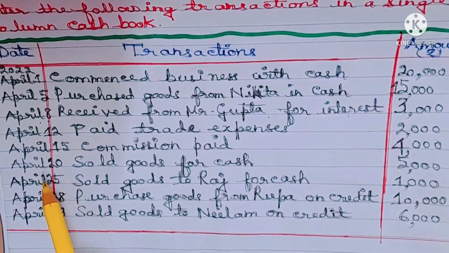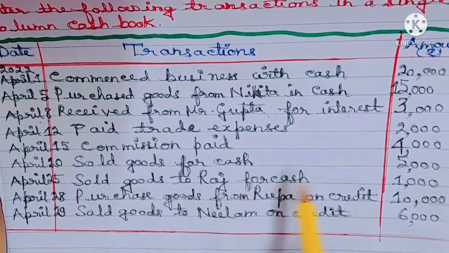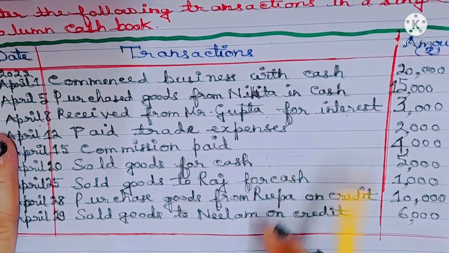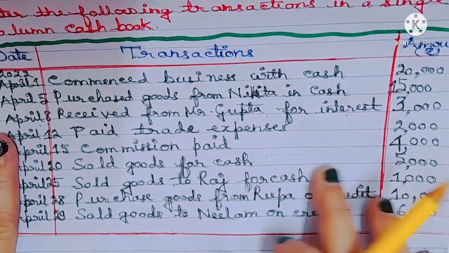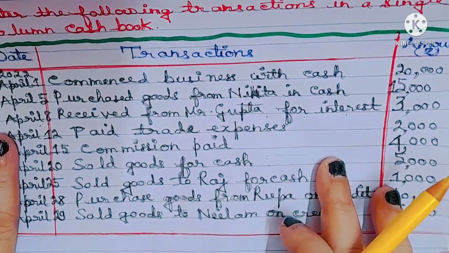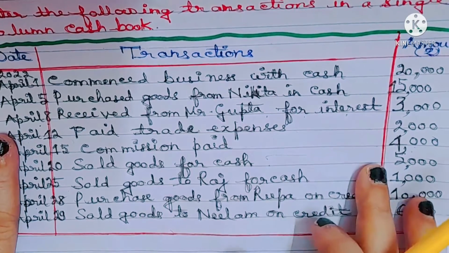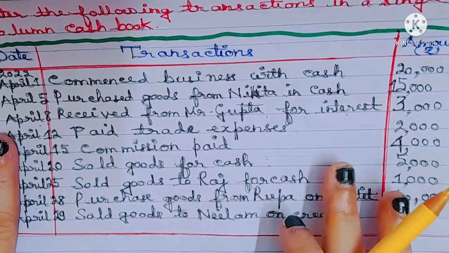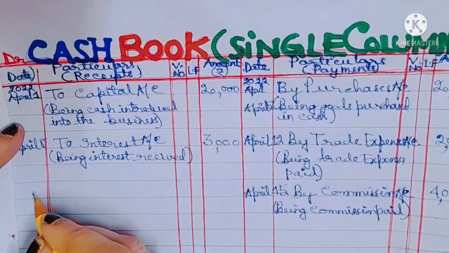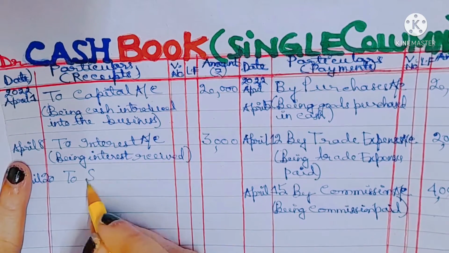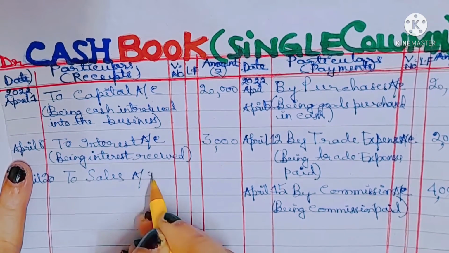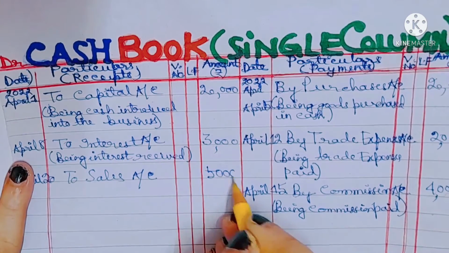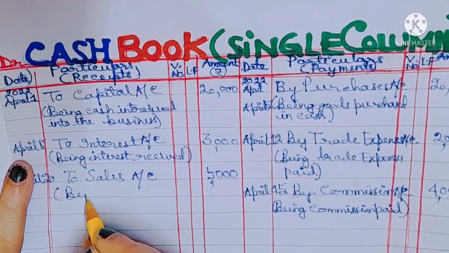The next transaction is on 20th April, sold goods for cash 5,000. So what will be the journal entry? The journal entry will be cash account debit to sales account. So what is the position of cash account? Since cash account is on the debit side, so sales account will also be on the debit side. So we'll have to write to sales account in the cash book on the debit side. Okay, so let's write 20th April, to sales account, how much? 5,000. Being goods sold for cash.